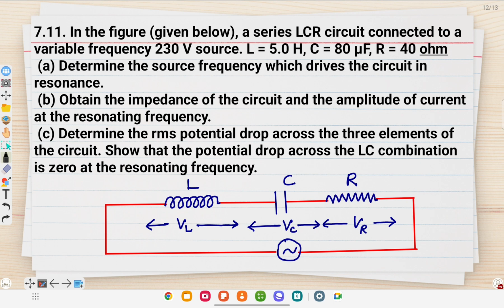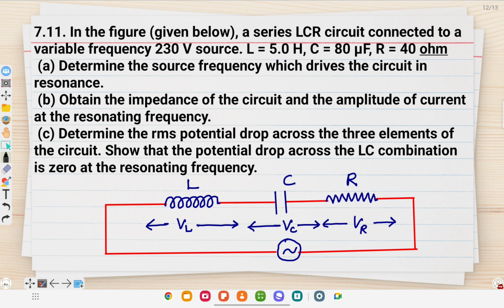In the figure, a series LCR circuit is connected to a variable frequency 230 volt source, and the inductance value is given, which is 5 Henry, and capacitance is given as 80 microfarad, and resistance is given as 40 ohm. So they have asked three things. First, determine the source frequency which drives the circuit in resonance.